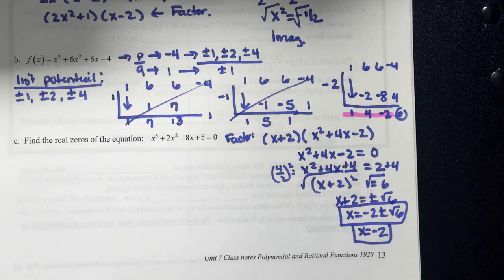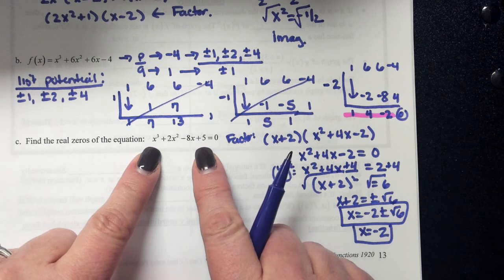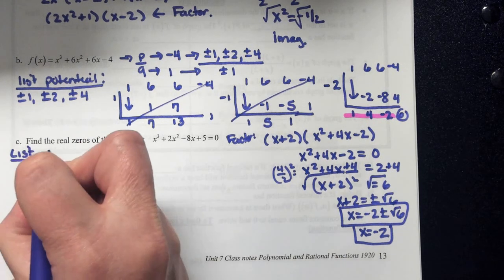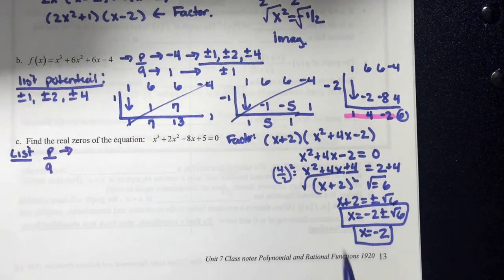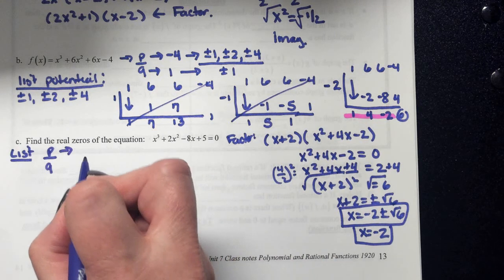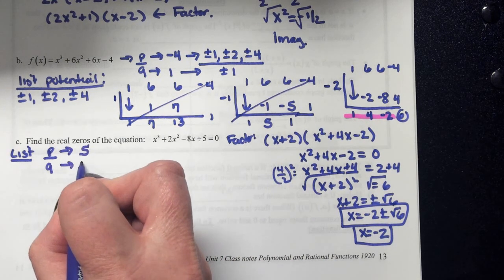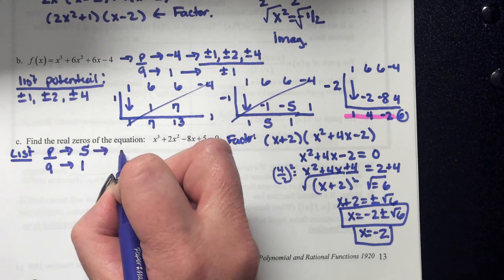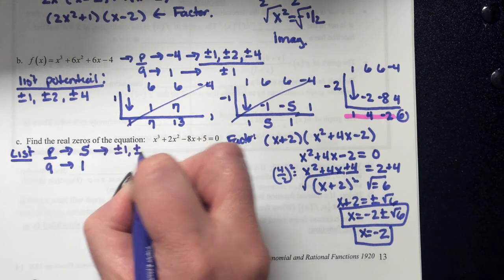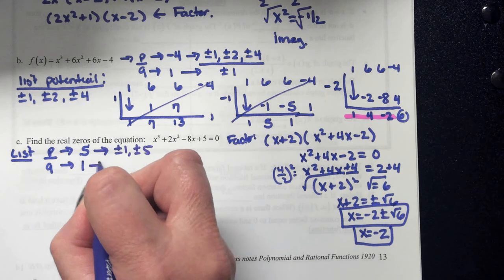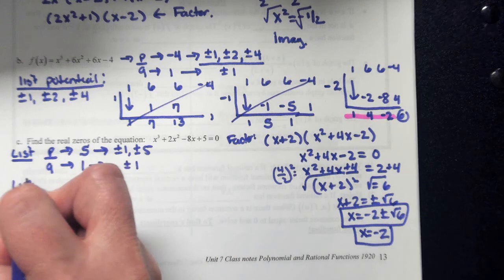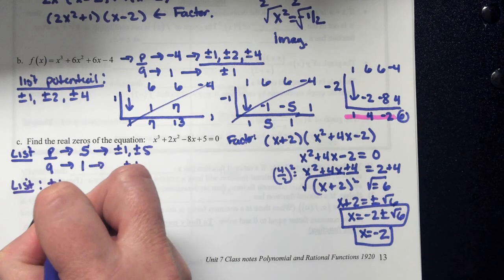You guys go ahead. Let's, again, take a look at the last example. Will grouping work? Can I try factoring by grouping? No. So I have to make my list of possible zeros first. I have to do my P over Q. P is equal to 5. Q is equal to 1. So what are my factors of 5? Plus or minus 1, plus or minus 5. My factors of 1 are just plus or minus 1. So my list of possible zeros is just plus or minus 1, plus or minus 5.